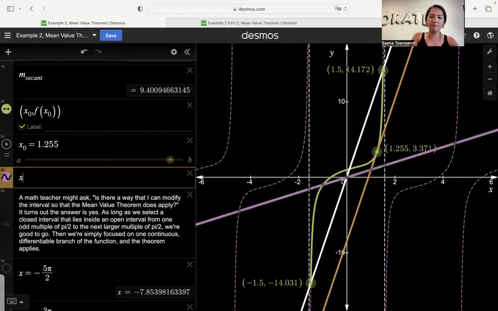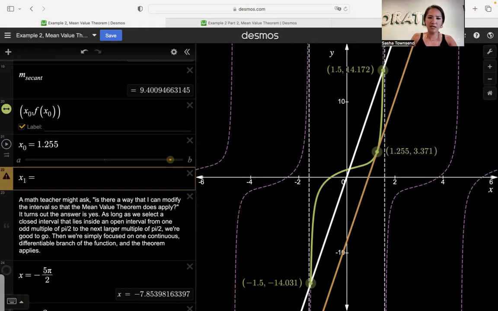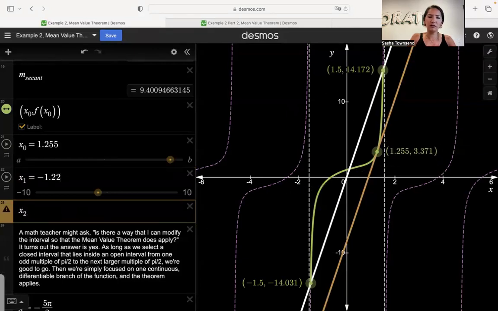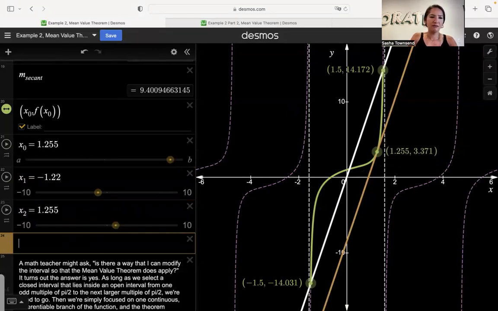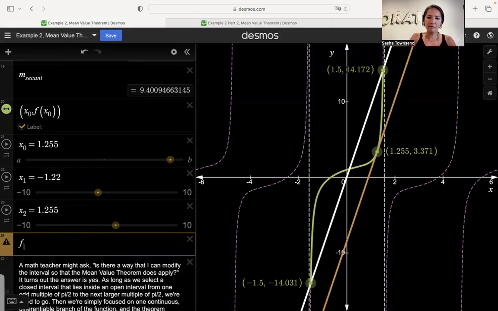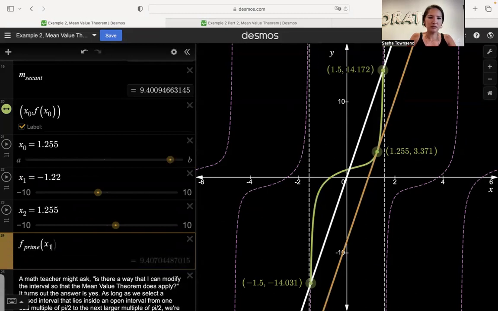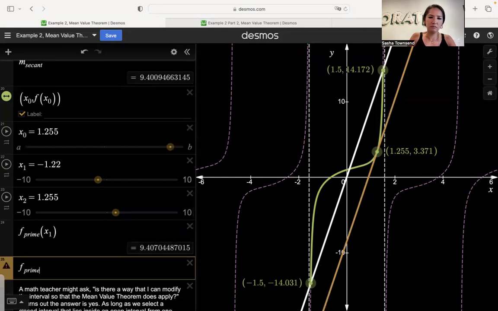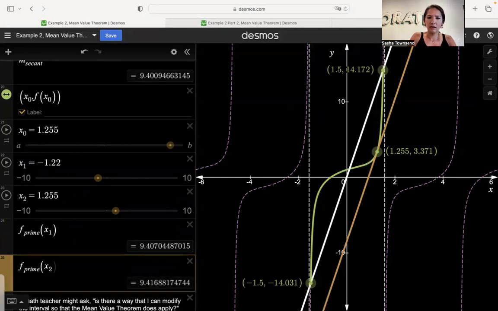And if we let x1 equal negative 1.22, let's let x2 equal 1.255. And then we'll evaluate f prime at each of those x values. And we see that the derivative at those x values is very close to the slope of the secant there. Of course, we were just using a numerical approximation.